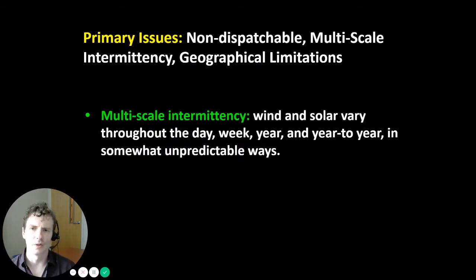The other issue is multi-scale intermittency. So when we talk about wind and solar varying, they can vary on different time scales. They can vary throughout the day, obviously, throughout the week, seasonally within a year, and also year to year. And sometimes these changes in resource availability can be unpredictable, which makes them even harder to deal with.